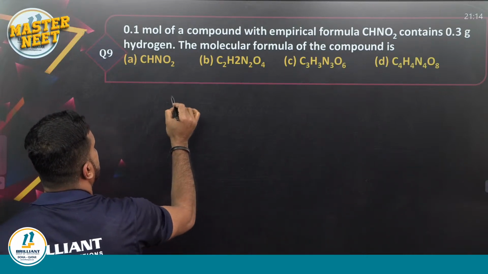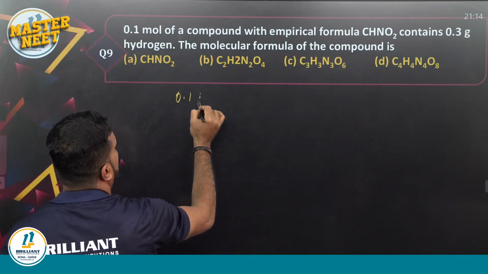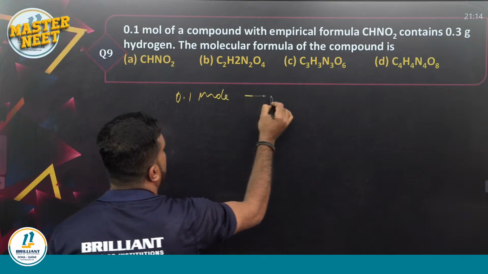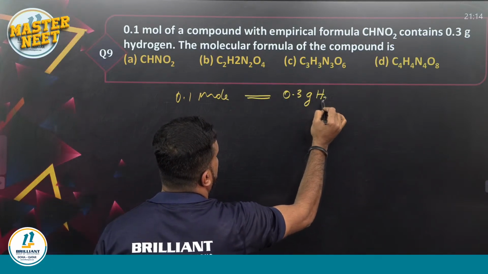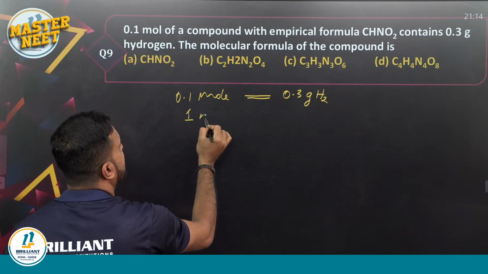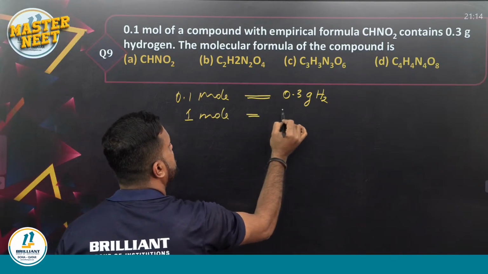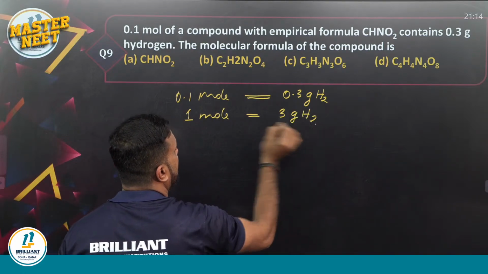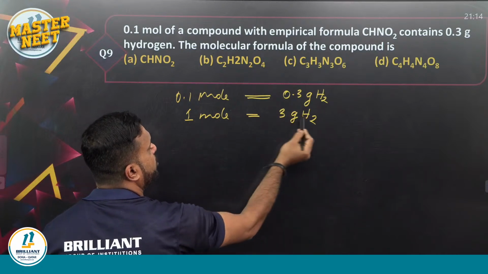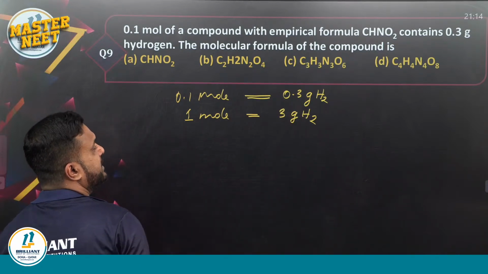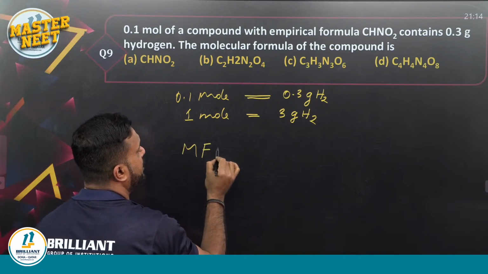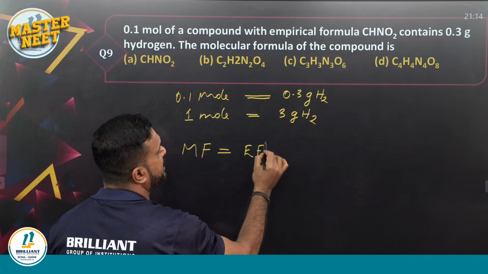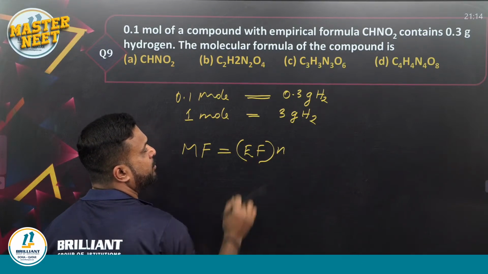gram hydrogen. See, they are telling that 0.1 mole of a compound contains 0.3 gram hydrogen, correct? Which means 1 mole consists of how much? 1 mole consists of 3 gram hydrogen, correct? 0.1 mole consists of 0.3 means 1 mole consists of 3 gram hydrogen. Then here it is easy. We have an equation for molecular formula. Molecular formula is equal to empirical formula into N, where N is the number of atoms.